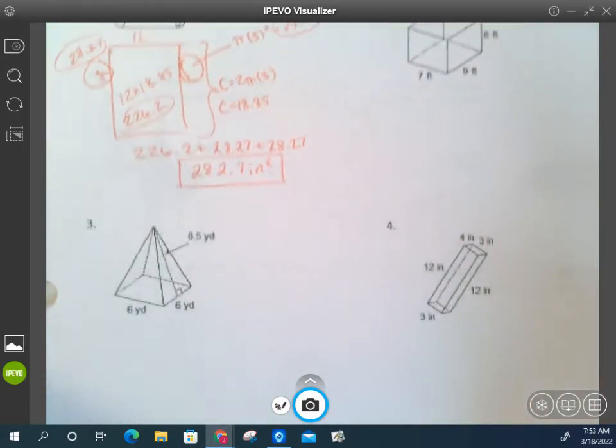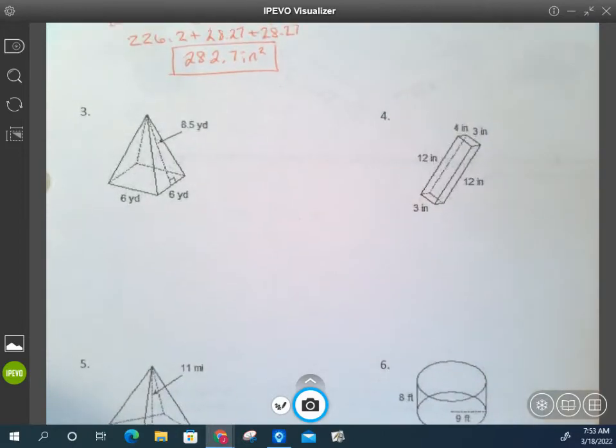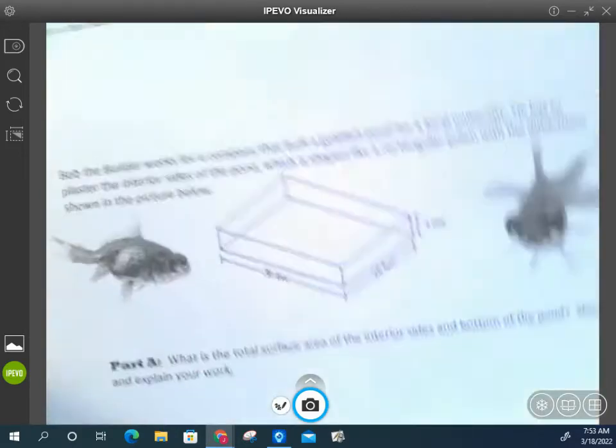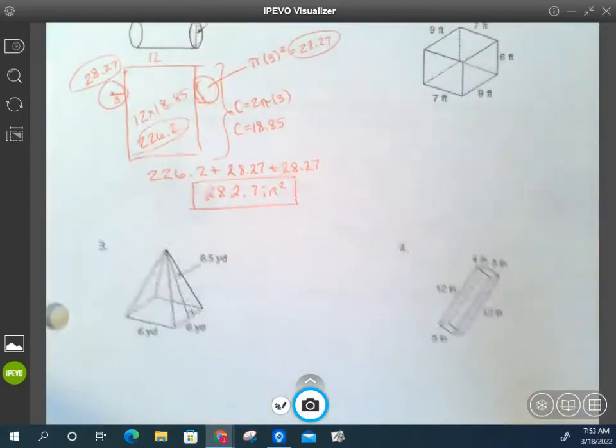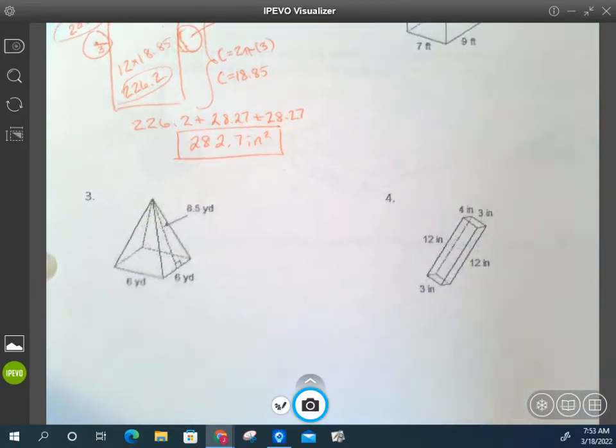All right, look at these shapes. 6 is another cylinder. What do you want me to do? I'll do one more with you. Oh, we do need to talk about the back real quick. But is there another shape you need to do, or I can set you free? Oh, we need to do 5.